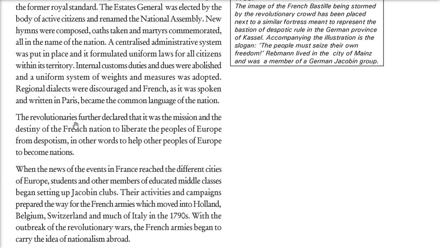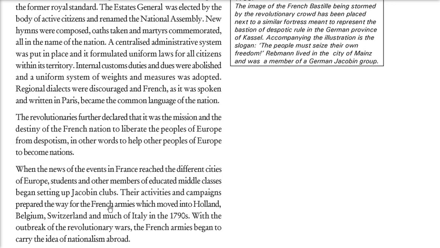And this is a very important part: the revolutionaries declared that there is a mission, and they wanted to change the life of European people also. That is, they would help them to break away from their monarchs and become nations. So this news passed through, and the students and other educated elite members started setting up Jacobin clubs, and their activities and campaigns prepared the way for the French armies.